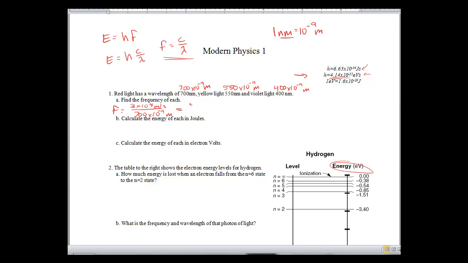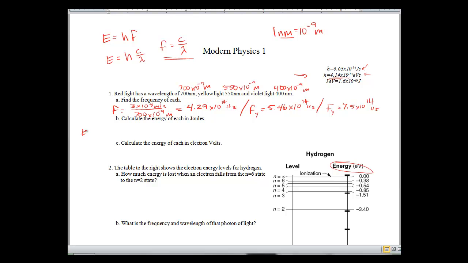So when you do that, the frequency for this red light comes out to be 4.29 times 10 to the 14th hertz. When you do it for the yellow light, frequency of the yellow light, you do the same thing, 3 times 10 to the 8th, but this time you're dividing by 550 nanometers. You get 5.46 times 10 to the 14th hertz. And when you do it for the violet light, frequency of the violet light, you use 400 nanometers instead, and you get 7.5 times 10 to the 14th hertz. That's how you get frequency.